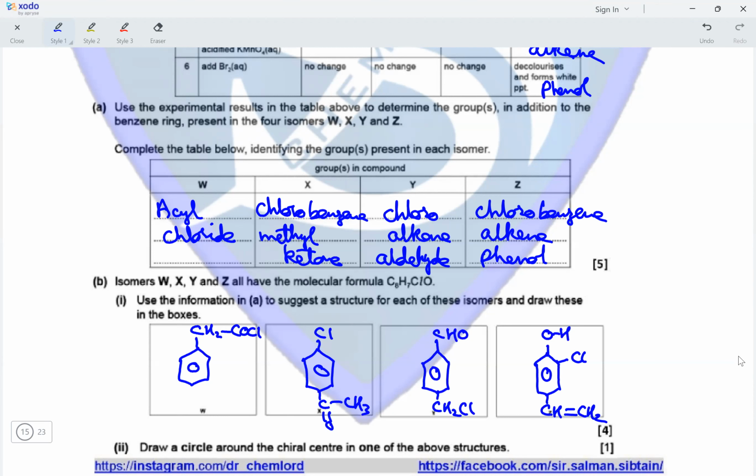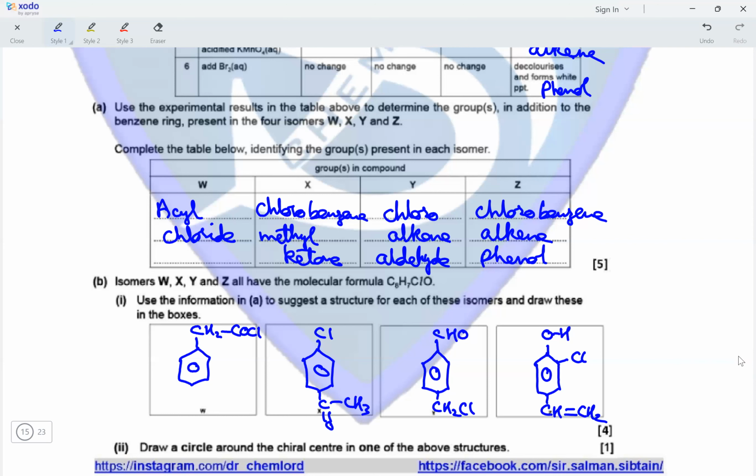And the question asked is draw a circle around a chiral center in one of the above structures. So a structure with a chiral center is not possible in W, not possible in X, not possible in Y and not possible in Z. That means one of the structures is not drawn correctly. It cannot be Z, it cannot be W. So we look at X and Y. X is a methyl ketone with a chlorine attached to benzene because that has been clearly identified in the test. So it has to be structure Y.